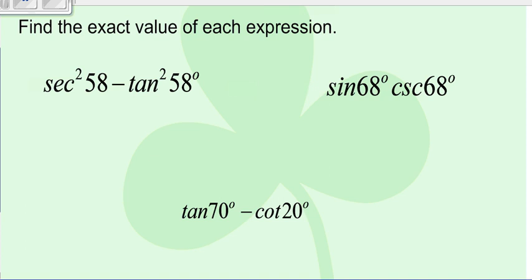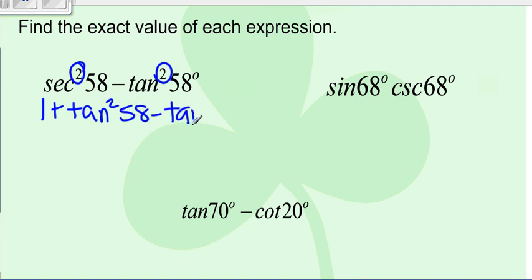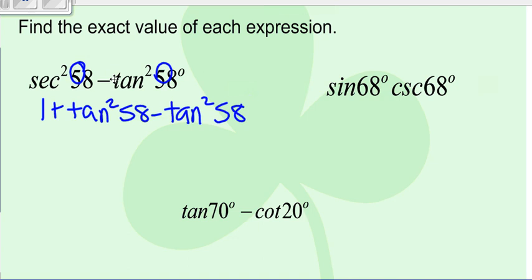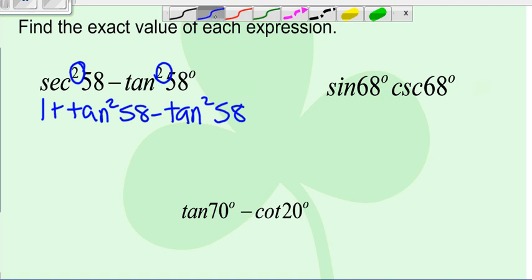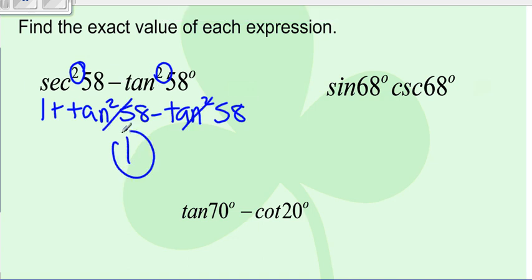So if we take secant squared of 58 minus tan squared of 58, I'm thinking I see the squares, okay? And as soon as I see squares, I'm thinking it's probably some sort of Pythagorean identity. So if I think about a Pythagorean identity that works, secant squared is equal to 1 plus tan squared of 58, minus tan squared of 58. So the tan squareds there will cancel each other out and make a 0, and I'll be left with the answer of 1.